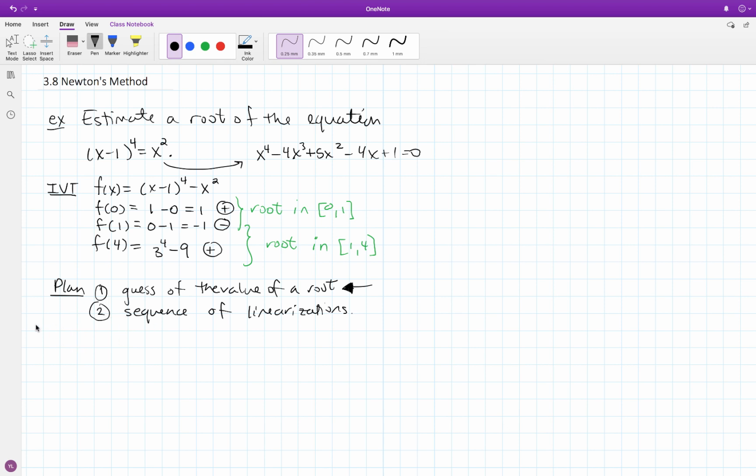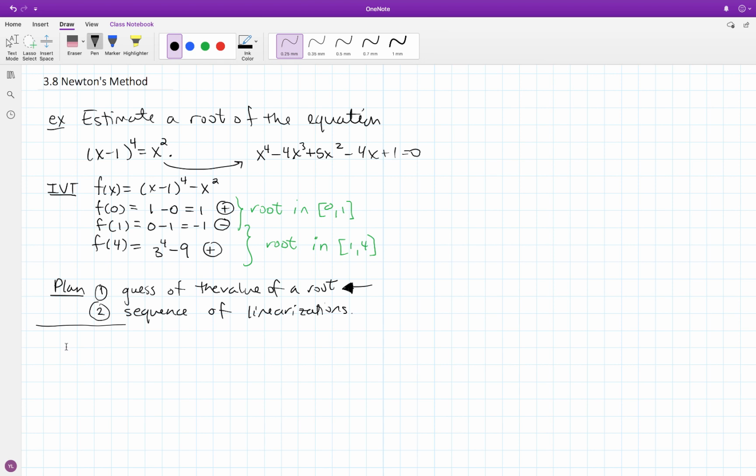Let me show you how it works in this example, and then we'll develop what the method is in general. I'll warn you right now, we're going to develop a formula for estimating the roots of equations, and I want you to resist just memorizing that formula without thinking about the theory of Newton's method at all. You're doing calculus when you understand the sequence of linearizations and how they help you approximate a root.